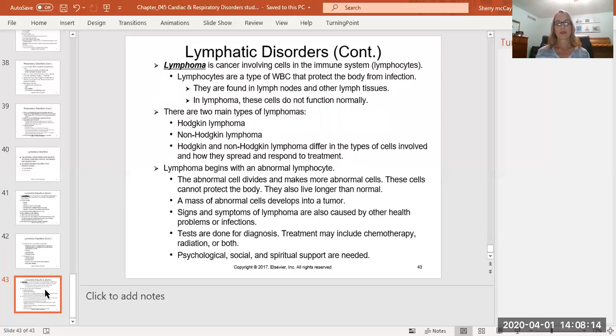Signs and symptoms of lymphoma are also caused by other health problems or infections. Tests are done for diagnosis, and treatment may include chemotherapy, radiation, or both. Psychological, social, and spiritual support is needed for this.